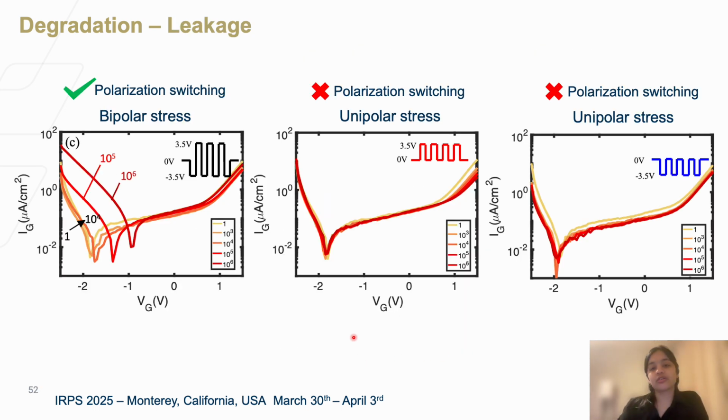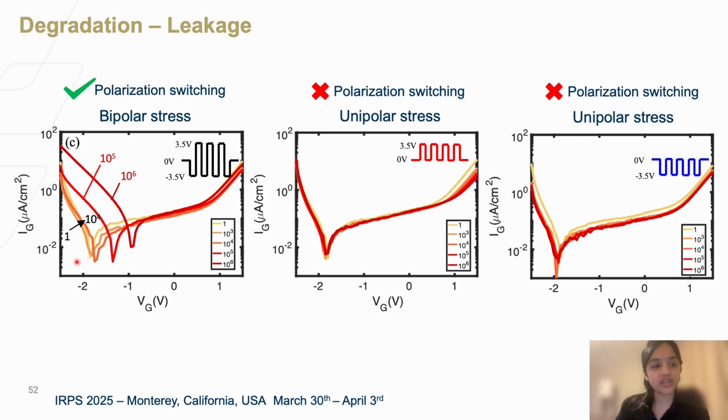Now we move further and look at the leakage of the device under these three conditions. So we perform IG-VG measurements, DC IG-VG measurements with bipolar stress and unipolar stress. In the bipolar case, we see that as we cycle the device, the leakage begins to increase. But in the unipolar stress case, there is very insignificant increase in the leakage as we cycle the device. This is the case in both positive unipolar and negative unipolar cases.